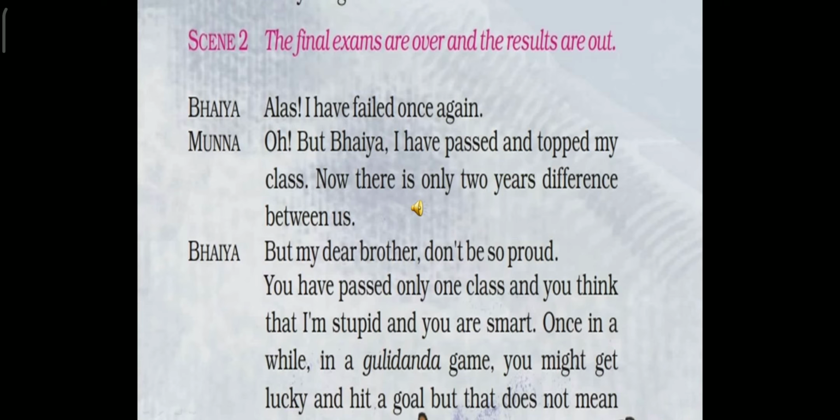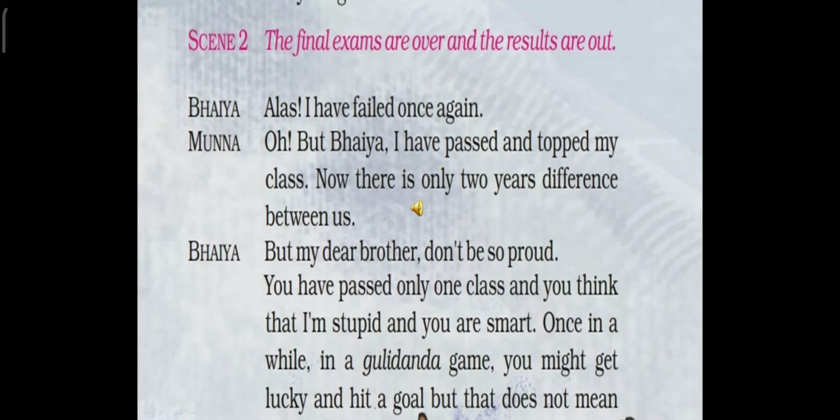Listening to Bhaiya, Munna says, "Oh, but Bhaiya, I have passed and topped my class." Now you see, students, Bhaiya was so very studious. He gave so much time to studying and preparing for his exams, but then he failed. And Munna, on the other hand, studied and did his homework, but he also gave time for other activities. He loved to play. He wanted to spend time outside. Because of all this, Munna became a topper in his class. He not just passed, but he was first in his class.